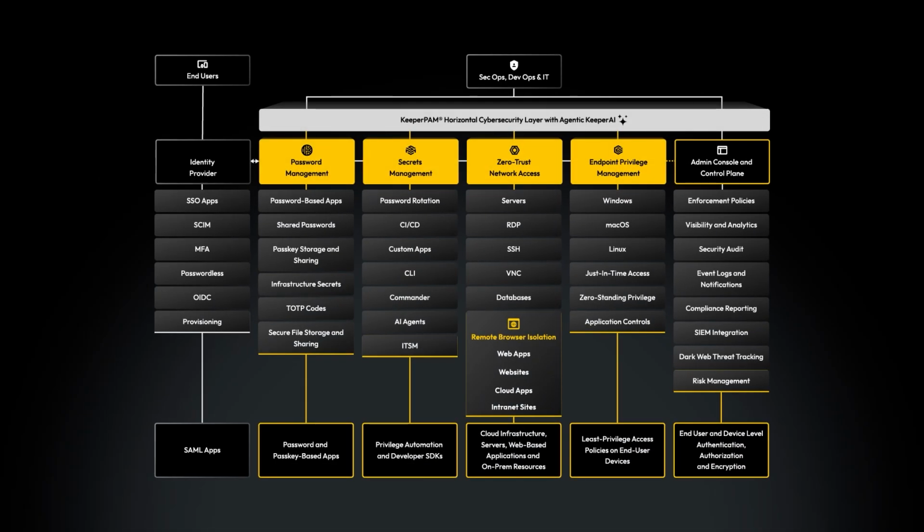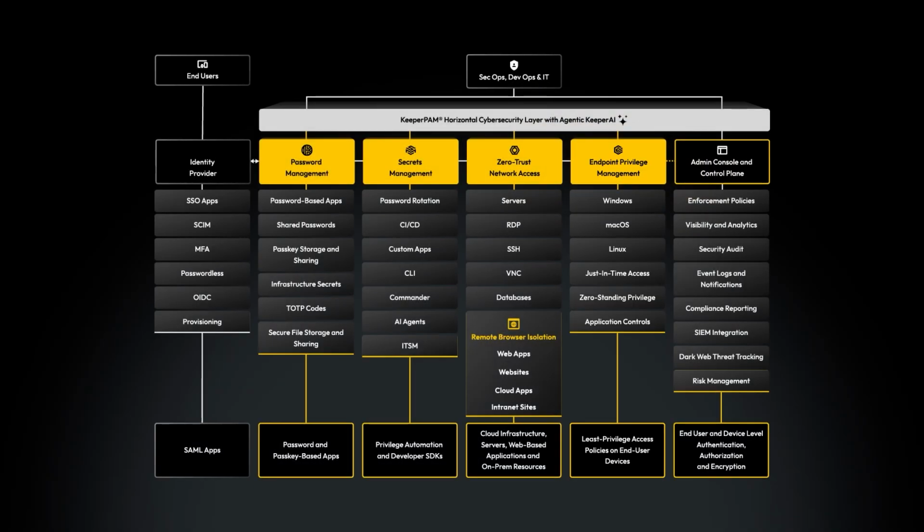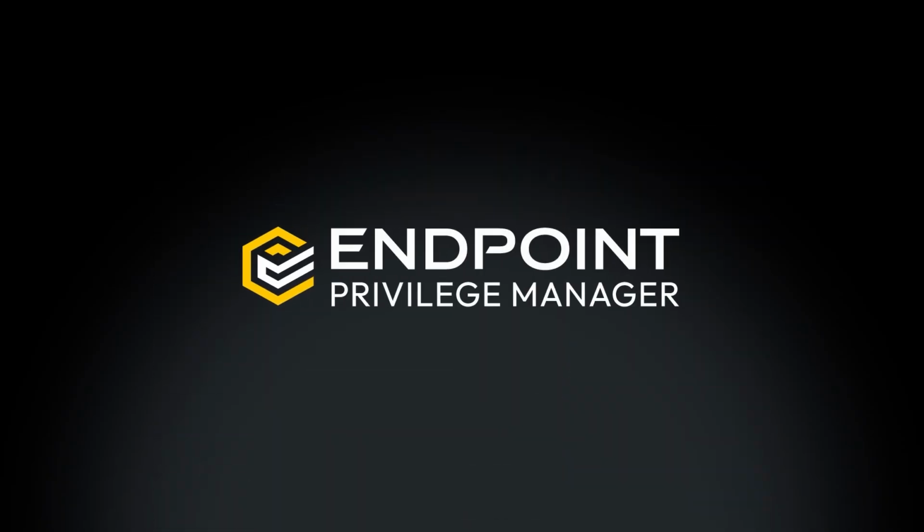Endpoint Privilege Manager is included as a core feature of the Keeper platform and extends its zero-trust approach directly to endpoints, helping your business achieve zero standing privilege across all devices in your environment.